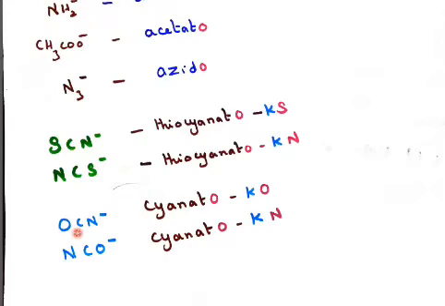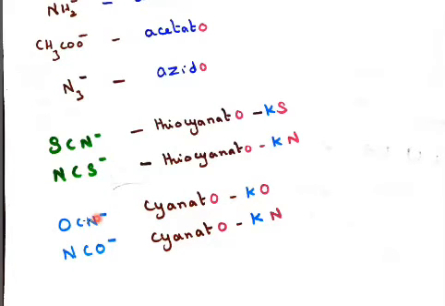Next, cyanate. In cyanate, instead of the final E, O is substituted. This is called cyanate, and this is isocyanate, where O is the donor atom. So the common name is cyanato. We can call it cyanato, either for normal cyanate or isocyanate.